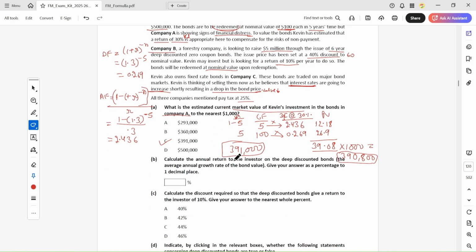Calculate the annual return to the investor on the deep discount bond, the average annual growth rate on the bond value. Okay, so now we have to calculate the annual growth rate to the investor. So what is the G here for the deep discount bond?